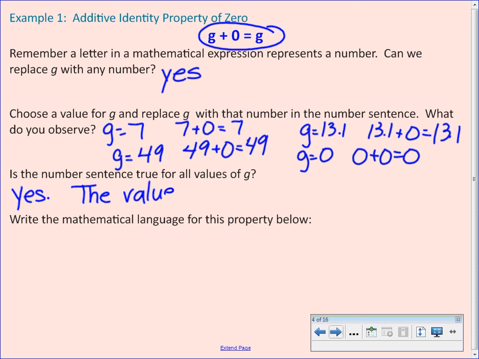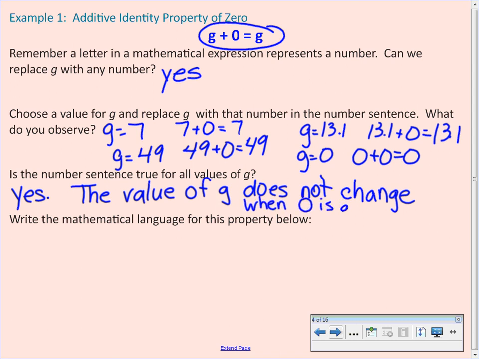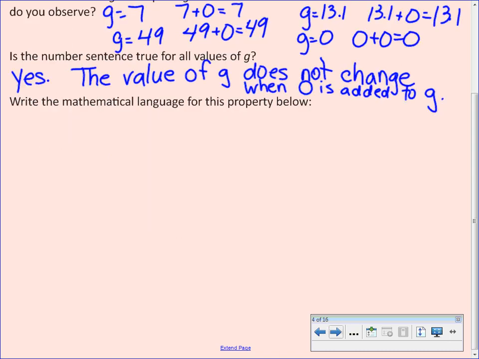the value of g did not change when 0 is added to g. So that actually has a name. Does anybody know the name of that claim, that rule that you just made? What is that called? Yep, it's actually the title of that lesson.